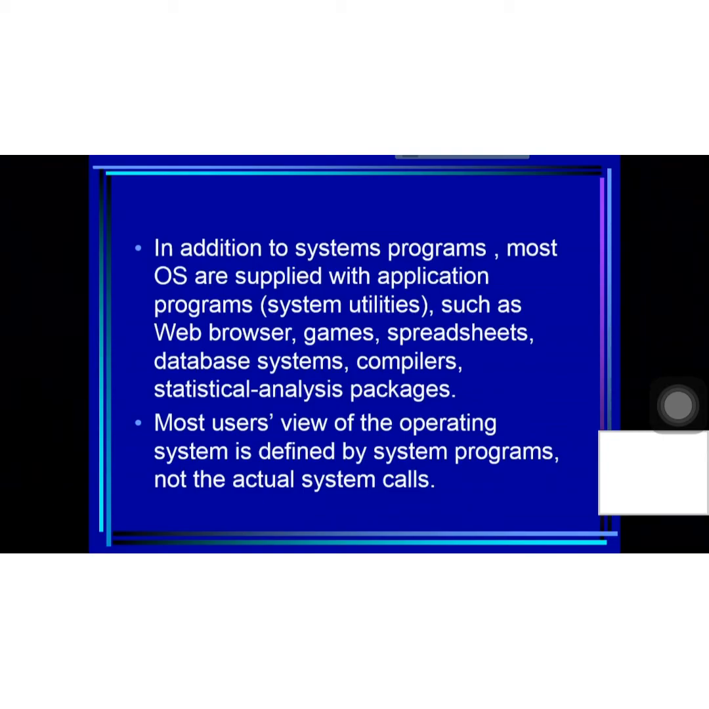Along with system programs, most operating systems are supplied with programs that are useful in solving common problems or performing common operations. Such application programs include web browsers, word processors or text formatters, spreadsheets, database systems, compilers, plotting and statistical analysis packages, and games. Most users' view of the operating system is defined by system programs, not the actual system calls.